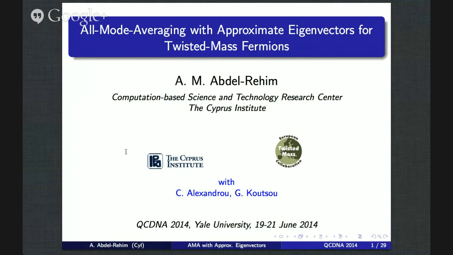Good. Okay. So now we have Abdu, who I first met at the last time QCDNA was at Yale, and all-mode averaging with approximate eigenvectors and twisted mass. Thank you. I hope you will explain what all-mode averaging means. Yes. This nomenclature, I think, confuses everybody.